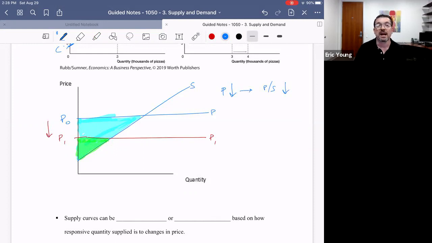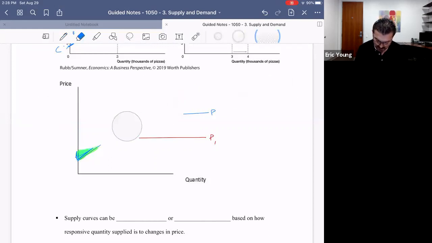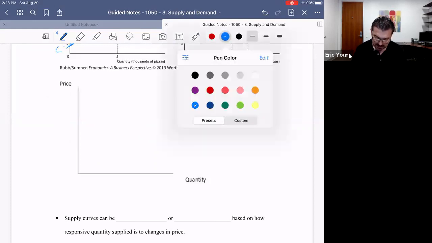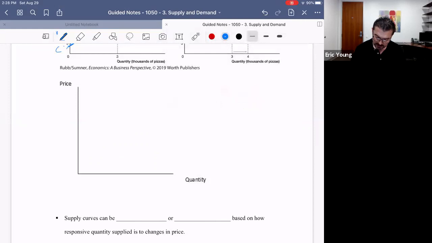Much like demand, we can measure the actual size of that fall by comparing the size of the original triangle to the size of the new triangle and figuring out the difference. So there you go. Okay, really quickly, we can also do this to figure out the impact the other way. So let's say that the prices go up.